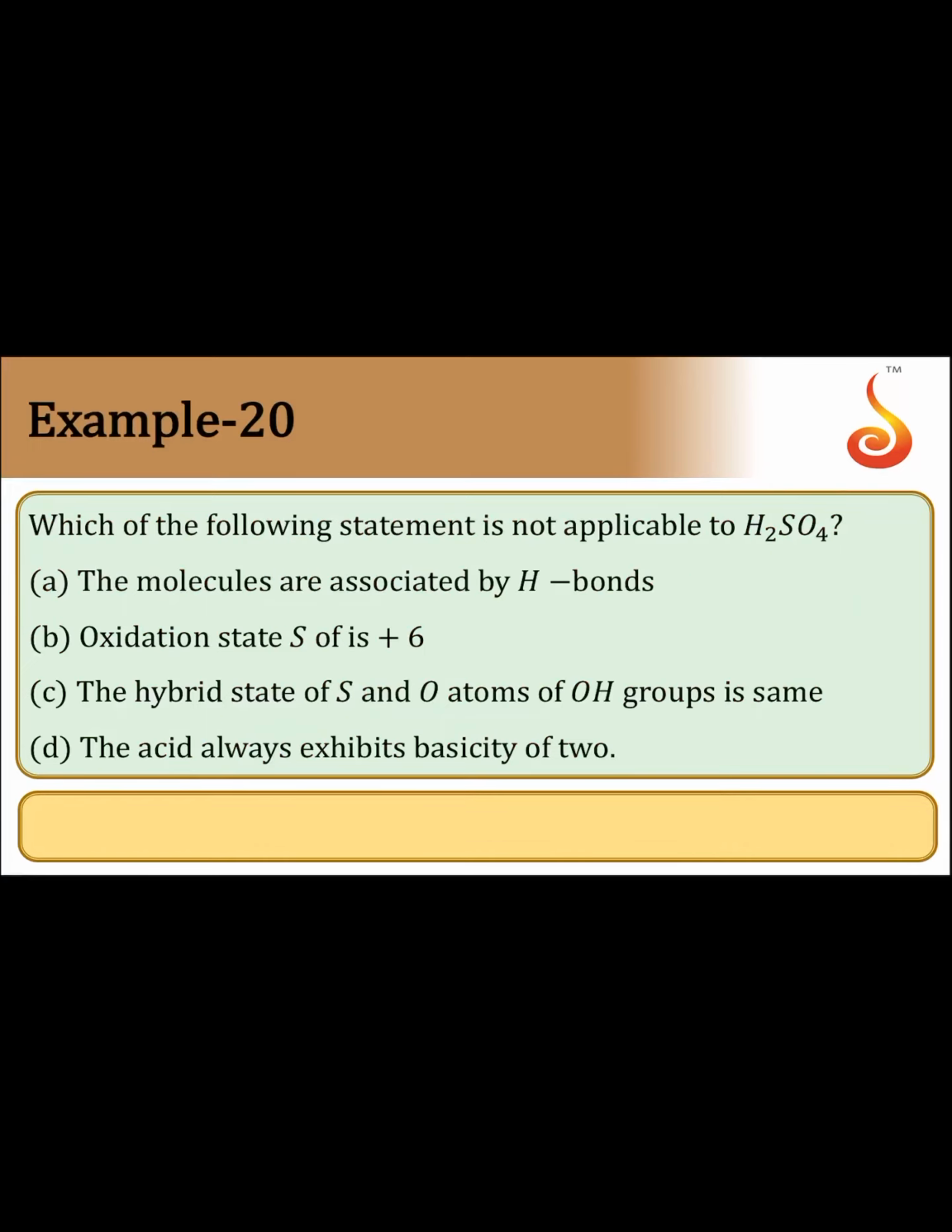Option D, if we consider, the acid always exhibits basicity of 2. Here, H2SO4 can form 2 types of salts. For example, with NaOH, it can form NaHSO4 and also Na2SO4. So it can form 2 types of salts. Here the basicity is 1. In Na2SO4, the basicity is 2. So it is not always 2. It can exhibit basicity 1 and also basicity 2.